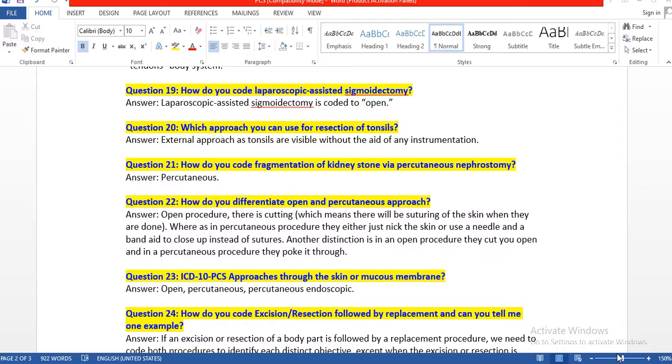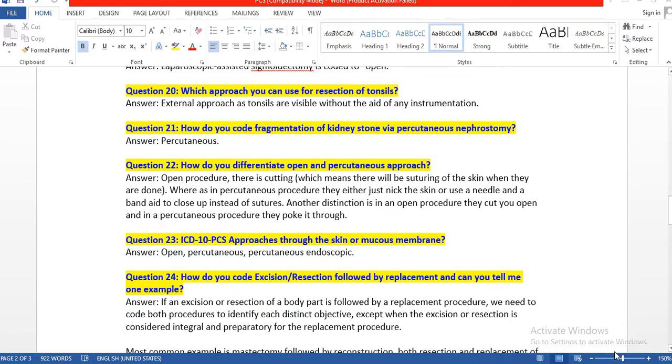Question 19. How do you code laparoscopic assisted sigmoidectomy? Answer. Laparoscopic assisted sigmoidectomy is coded to open based on the guidelines. Question 20. Which approach can you use for resection of tonsils? Answer. External approach as tonsils are visible without the aid of any instrumentation. So as tonsils are visible outside, we need to take it as external approach to code resection of tonsils.